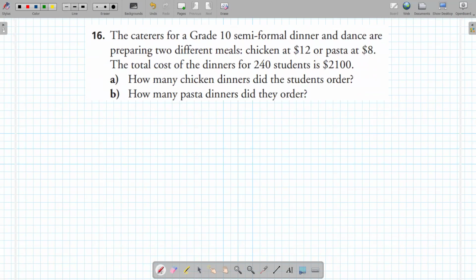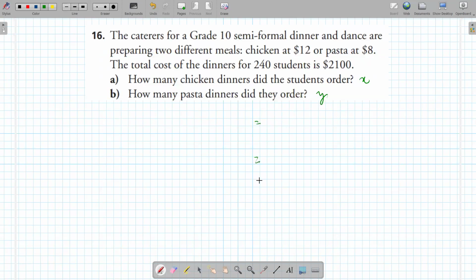Let's look at this one. So we had two kinds of meals. We have chicken meals at $12 and pasta at $8. The total cost of the dinner for 240 students is $2,100. How many chicken dinners did the students order and how many pasta dinners did they order? So we know what x and y is. It's the number of types of dinners.